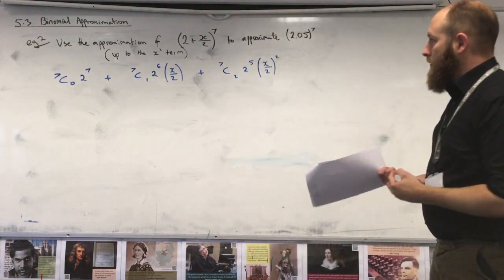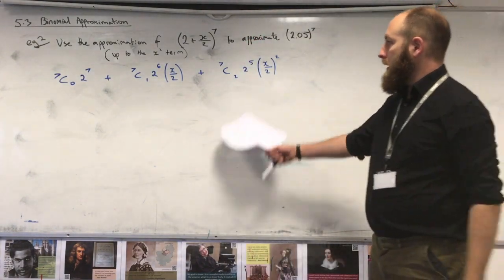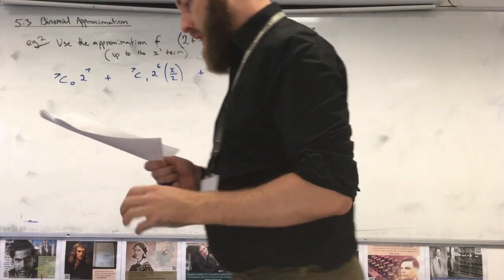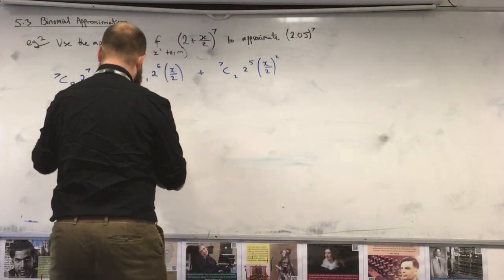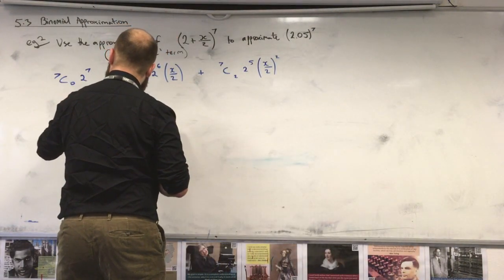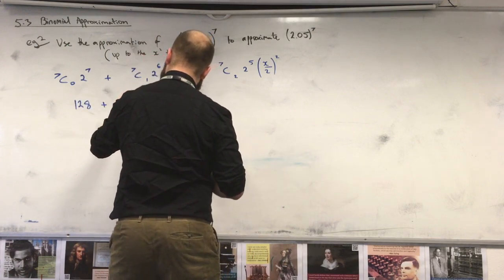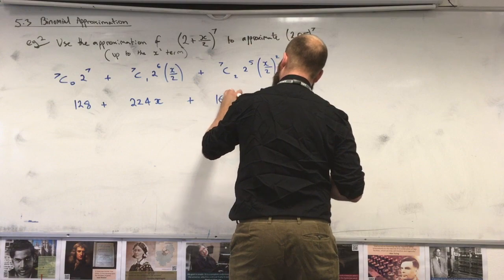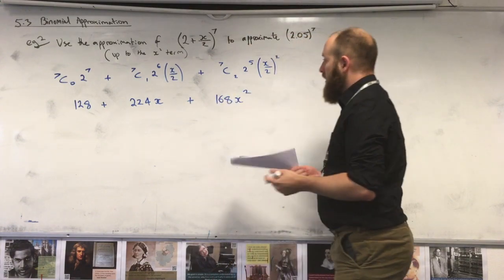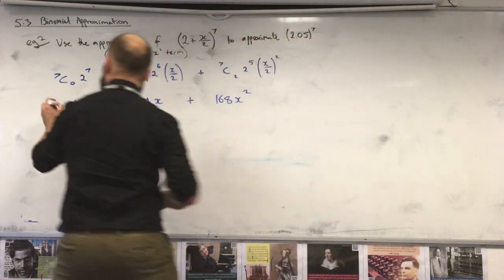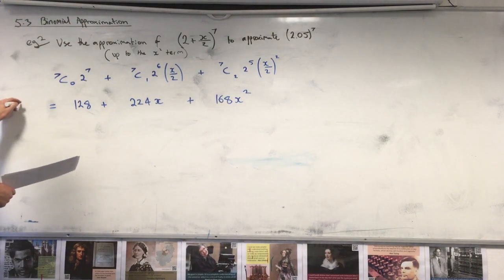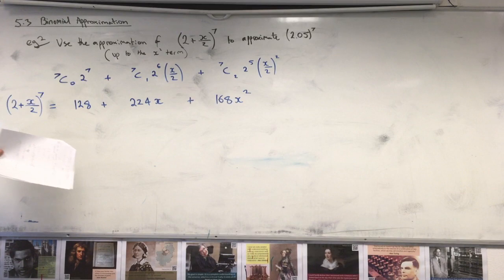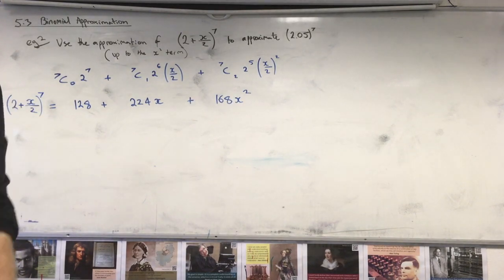So that's our expansion, only 3 terms this time because we're up to x squared already. Now I can work out what each of these are. So we get 128 plus 224x plus 168x squared. There we go.